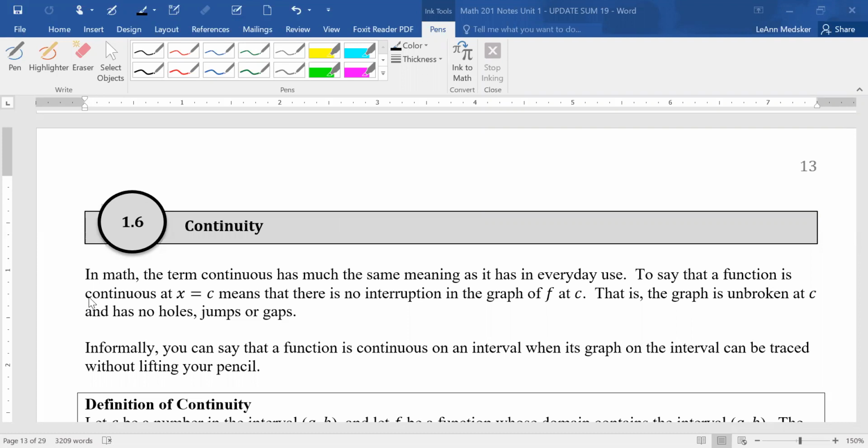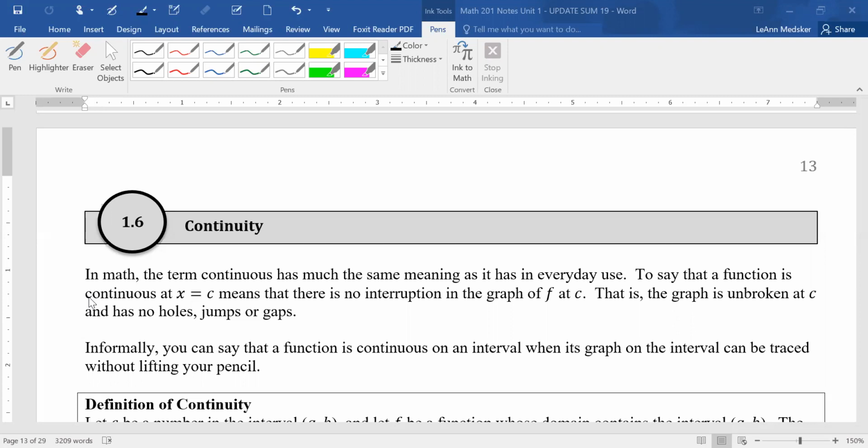If we say a function is continuous at a value x equals c, that means that there is no interruption of the graph of f at c. So in other words, the graph is whole and complete at that point. Unbroken, no holes, no jumps, no gaps. What we normally say so that people can visualize continuity is that if you can trace the entire function from left to right without lifting your pencil, then the whole function would be continuous on the whole number line.